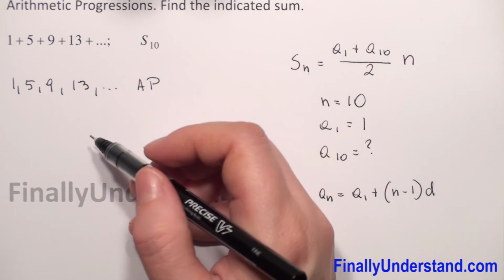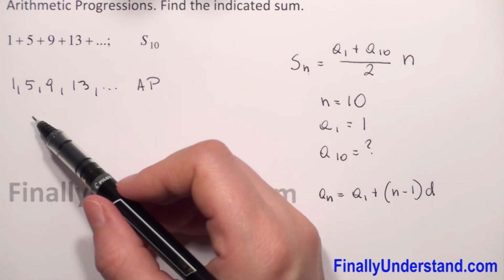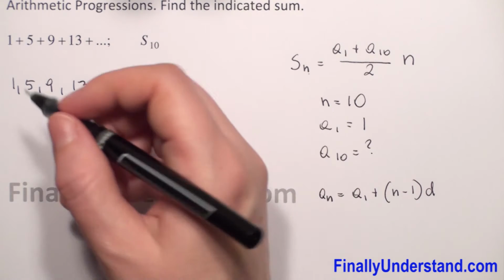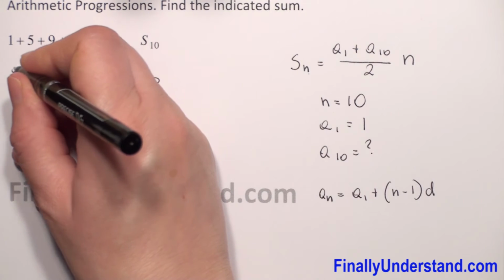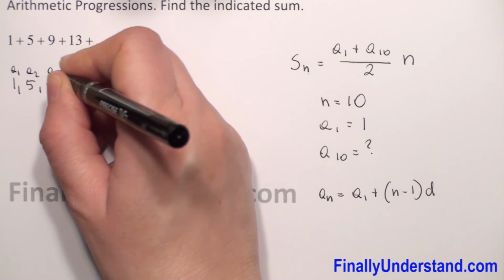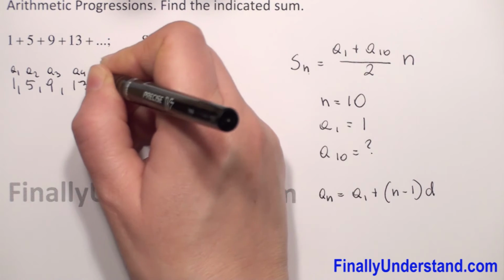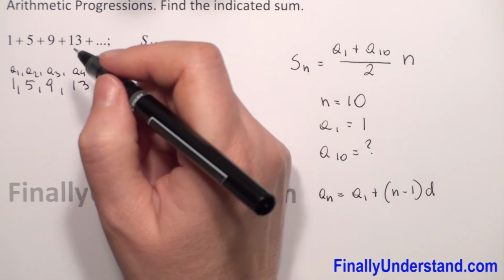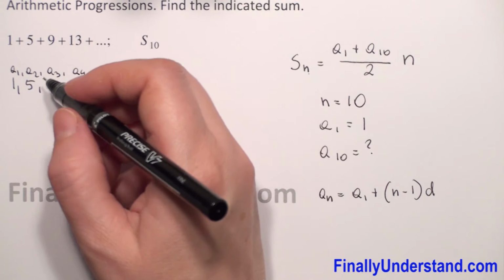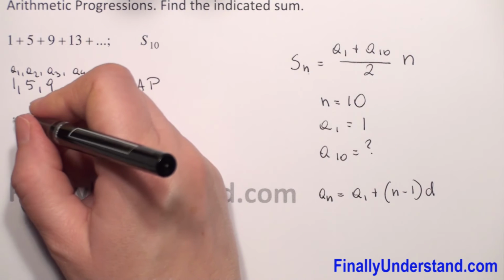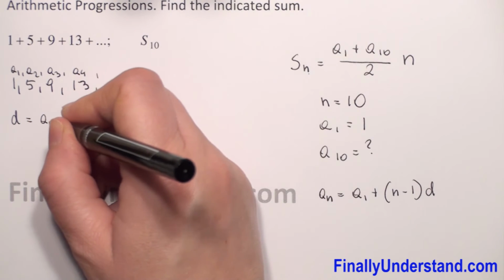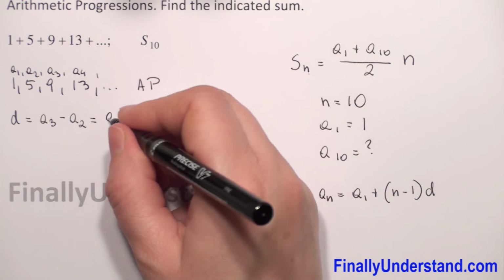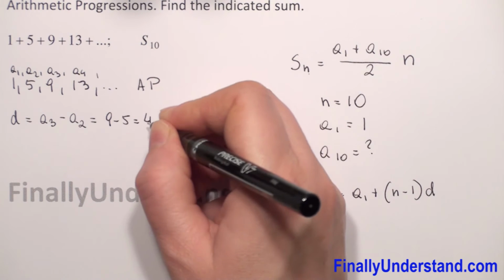In an arithmetic progression, we have to choose two consecutive terms and subtract the first one from the second. So this will be our first term, second, third, fourth, and so on. So you have to choose two consecutive terms. Let's choose, for example, a2 and a3. So d is equal to a3 minus a2. So this is 9 minus 5, which is 4.